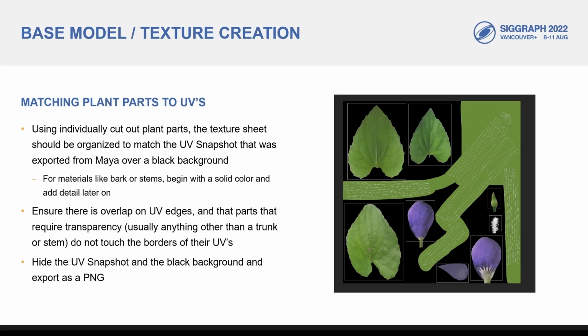Just to go over it, each plant part should match the UVs we created in Maya. And for materials like our UVs from our stem cylinders there, we can just begin with a solid color and add detail to that later on, unless, of course, there was a good source photo of the stem that could be layered on top of that UV. Make sure there's no overlap on the UV edges, especially for things like leaves that require transparency. And at the end, we hide the UV snapshot in the black background and we export it as a PNG.